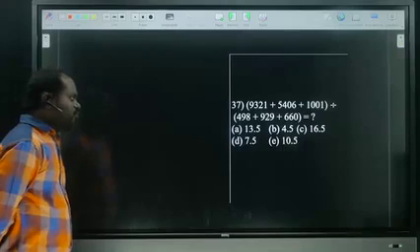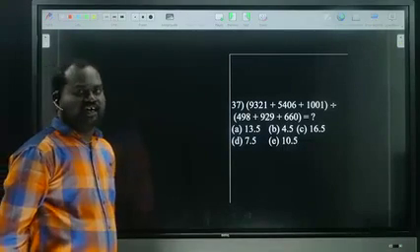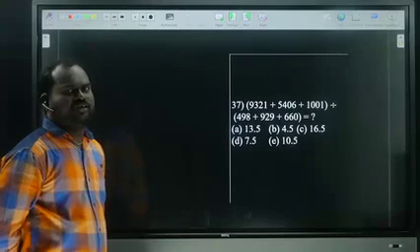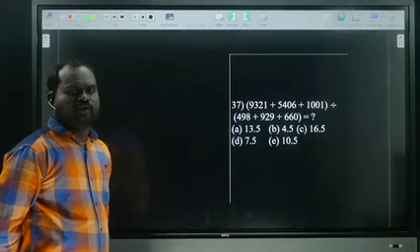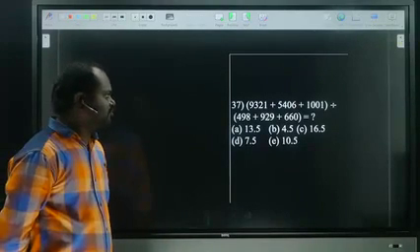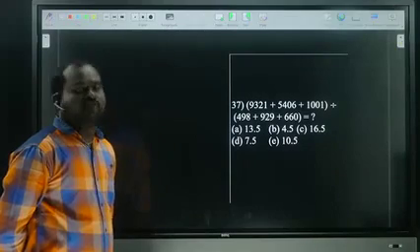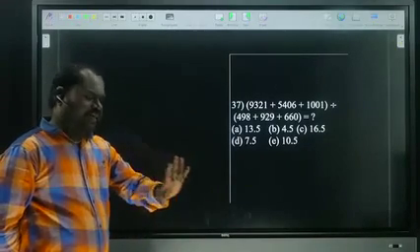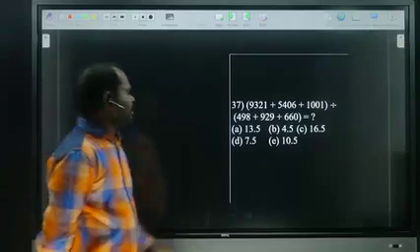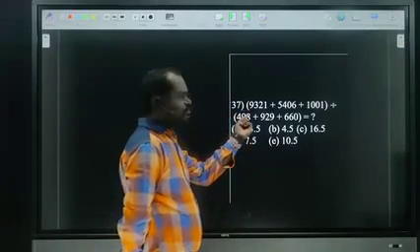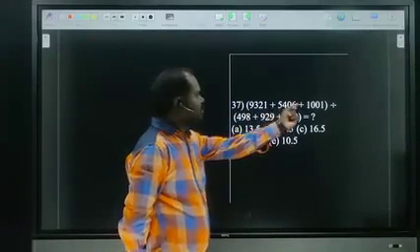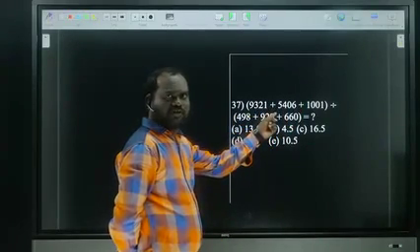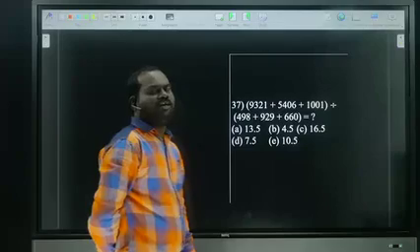9321 plus 5406 plus 1001 divide by 498 plus 929 plus 661. We are looking for an approximate value, not exact. As per the BODMAS rule, first preference is brackets. After completing the brackets, we move to the division. So don't add exact values, just see roughly. It is 9000, 5000, 1000. 9000 plus 5000 is 14,000, 14,000 plus 1000 is 15,000.